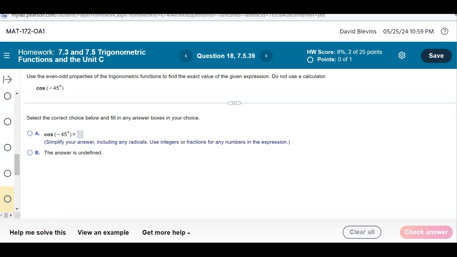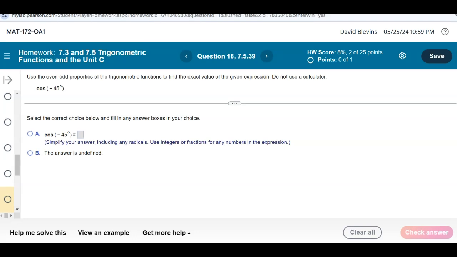Hey, trig class, we're going to look at the even and odd properties of sine and cosine. What the even and odd properties mean is that the cosine of the negative of an angle, the opposite of some angle, would be the same thing as the cosine of the original angle, like if we didn't negate anything. And that's because the cosine is the x-coordinate on a unit circle.